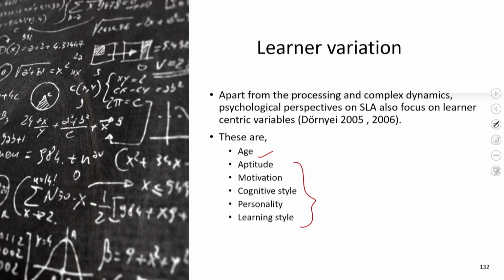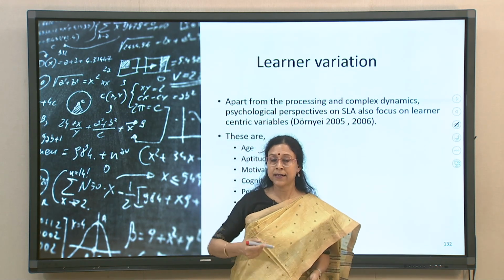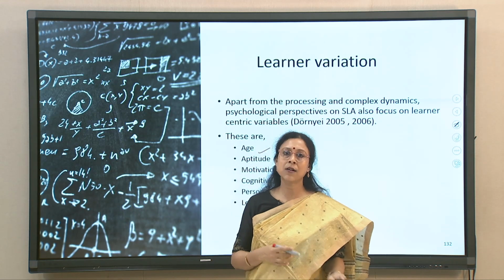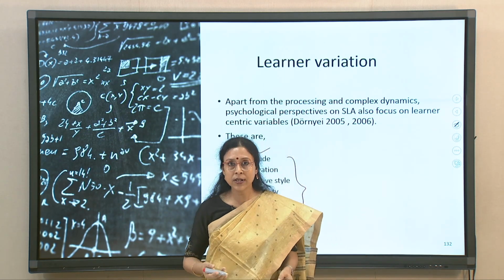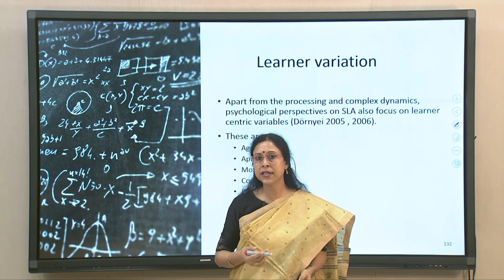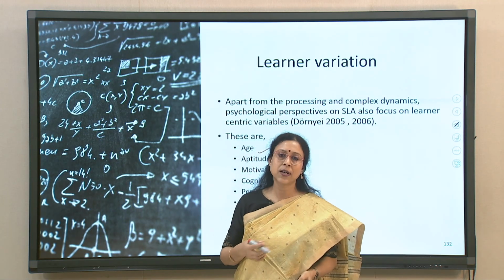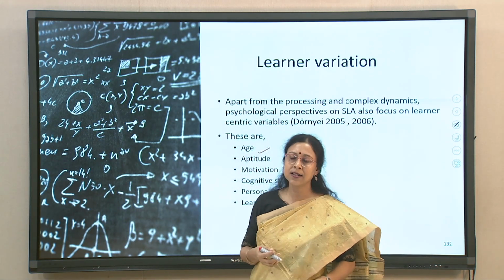Aptitude: not everybody is equally adept at learning a new language, or even if they are, maybe somebody is good at learning the sounds, somebody is a master at learning the grammar quickly, and so on. So, aptitude is a very important factor. Motivation, we have seen the ideas of motivation sporadically before as well. Cognitive style, personality, learning style, and so on and so forth.